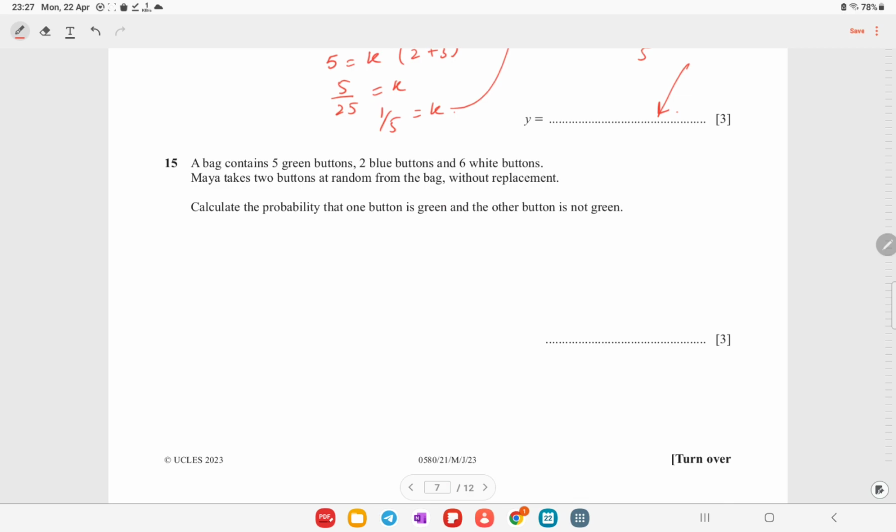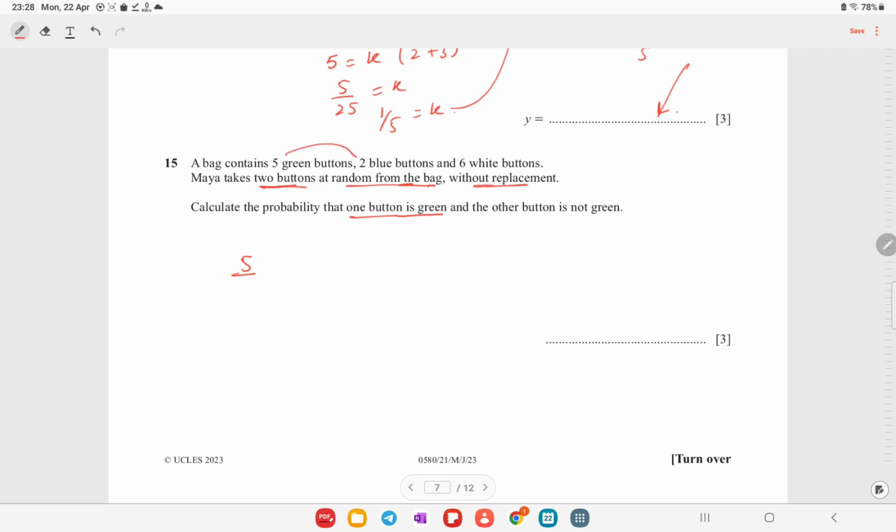A bag contains 5 green buttons, 2 blue buttons, and 6 white buttons. A buyer takes 2 buttons at random from the bag without replacement. Calculate the probability that one button is green. So for one button is green, it is 5 over, how many buttons are there?